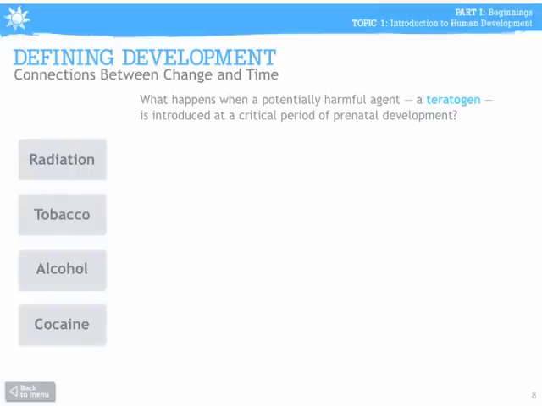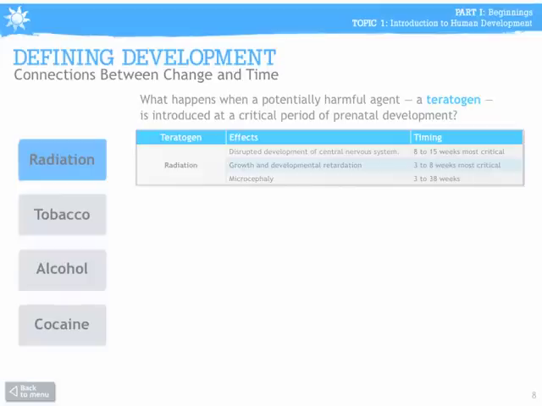Tragically, between 1957 and 1961, thousands of newly pregnant women in 30 nations took thalidomide, an anti-nausea drug. Thalidomide disrupts a critical period of development between days 28 and 54, so women who took that medication during that time had newborns with malformed or absent limbs. So what happens when a potentially harmful agent, a teratogen, is introduced at a critical period of prenatal development? Well, for radiation, we know that there's growth and developmental retardation if it occurs between 3 and 8 weeks after conception. So oftentimes people don't even know they're pregnant at that time.